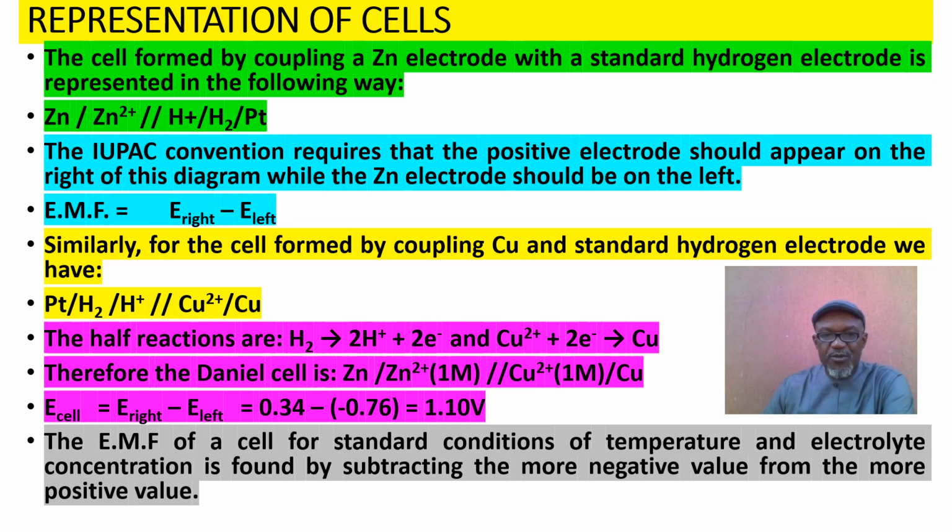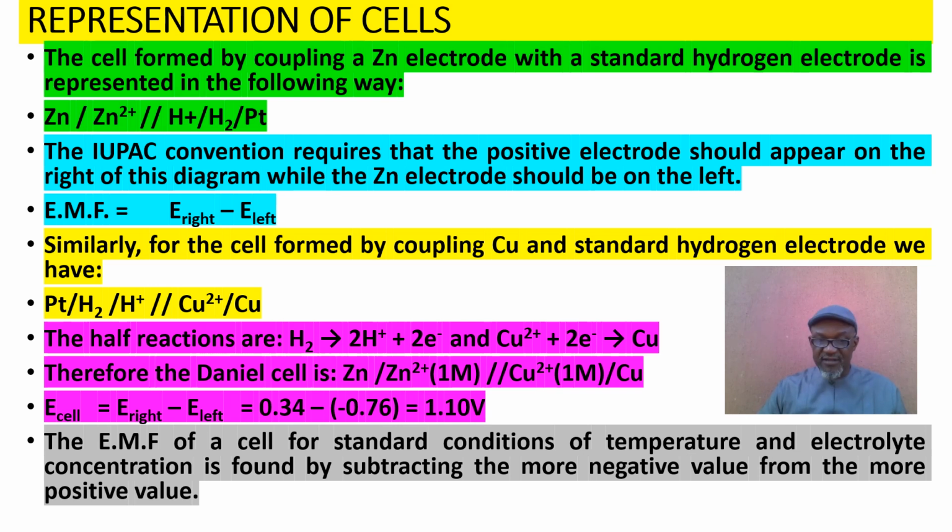Similarly, for the cell coupled by copper and standard hydrogen electrode, you now see an exchange. The standard hydrogen electrode is now on the left and the copper is on the right. So you see the half reactions. And then, of course, for the Daniell cell, which we looked at before, zinc is on the left, copper is on the right. And that's why we have the E cell for the Daniell cell as E right minus E left. So we have 0.34 minus minus 0.76, which gives us 1.10 volts.